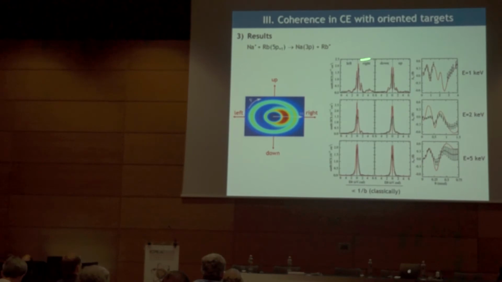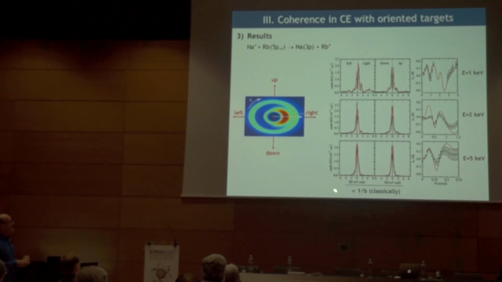So in the first column of this graph, I represent the DCS in terms of its four main contributions: the left, right, down, and up contribution. And as expected, we see that whatever the collisional energy, the up and down contributions are symmetric. It's normal. While this is not the case for the left and right part. And this is typically very clear here at the smaller impact energy of 1 keV.